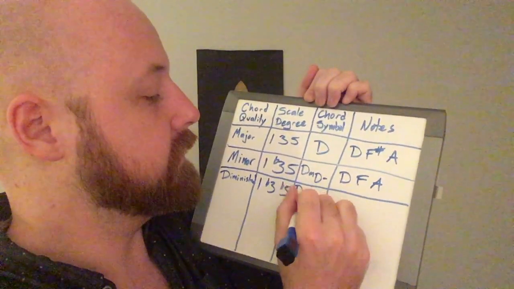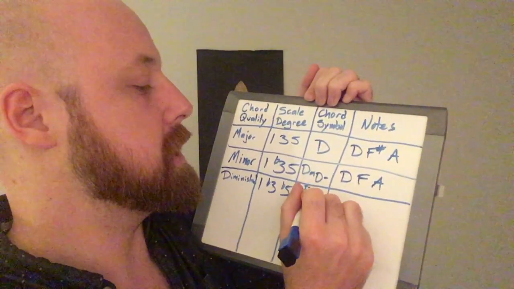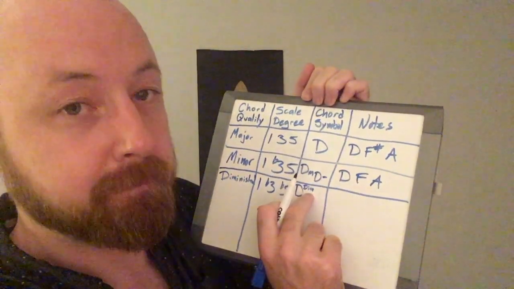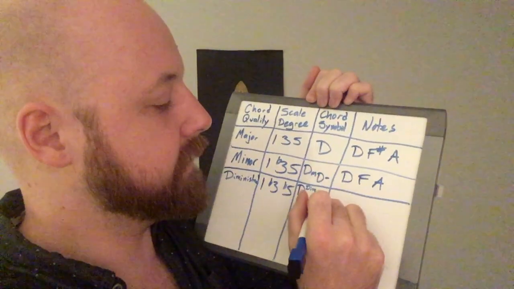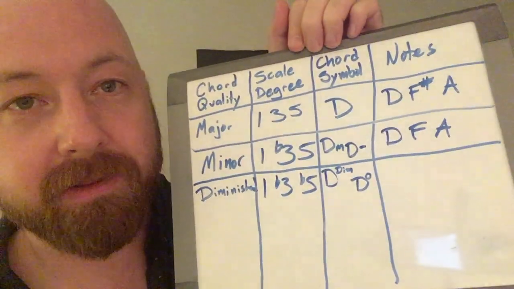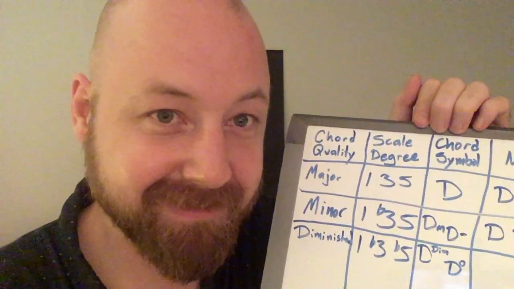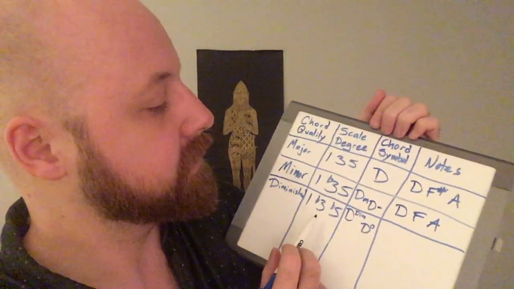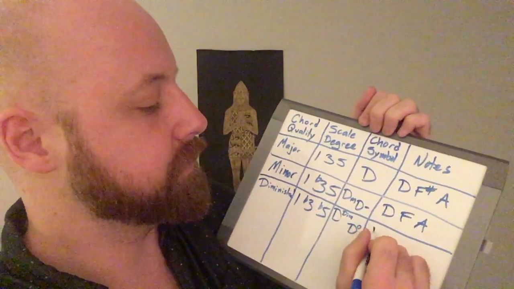You will see D with a little dim, D-I-M, short for diminished, right? Or the one that I much prefer is just a little circle. I like the little circle. It's neat. The notes of a D diminished chord: you got the 1, which is D, right?